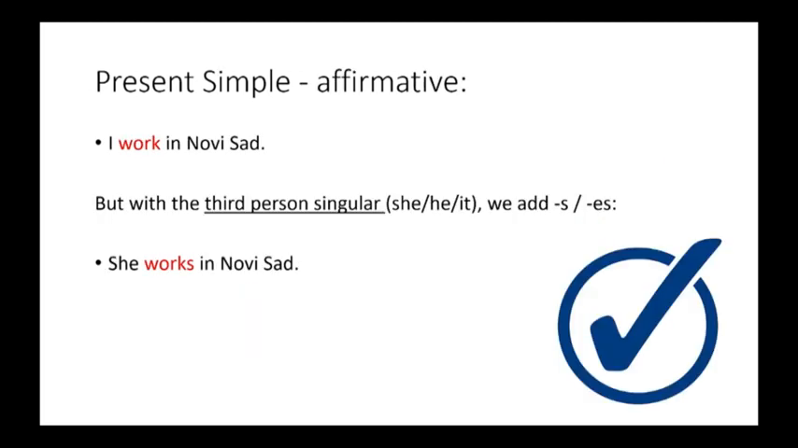Let's start with affirmative sentences. Affirmative or positive sentences in present simple are just the base form, infinitive, except for the third person singular, he, she, and it. In that case, we add s or es. For example, I work in Novi Sad, but she works in Novi Sad. He works, it works.